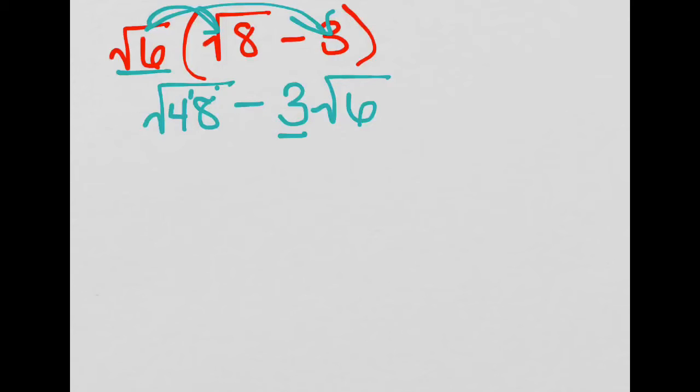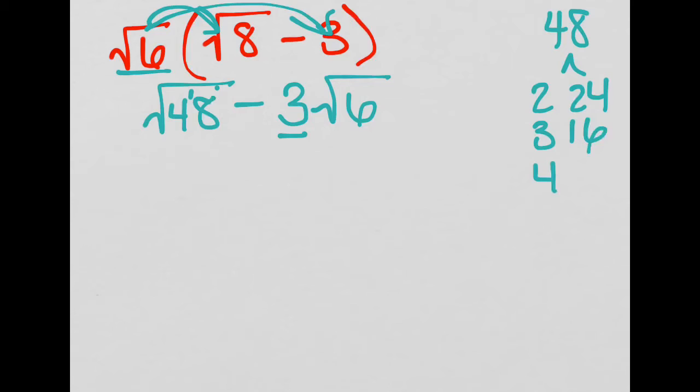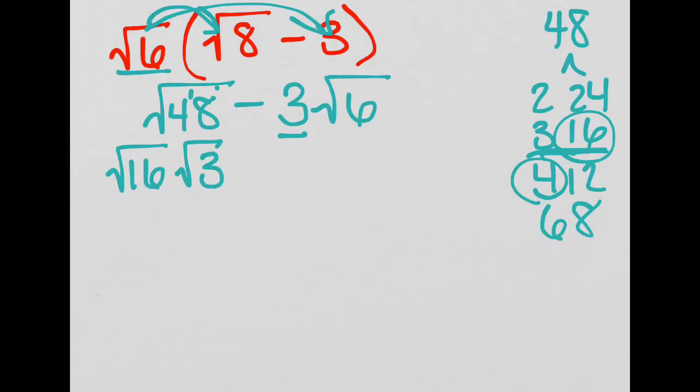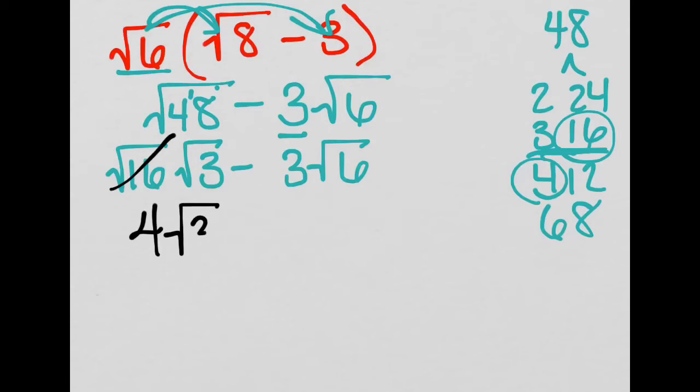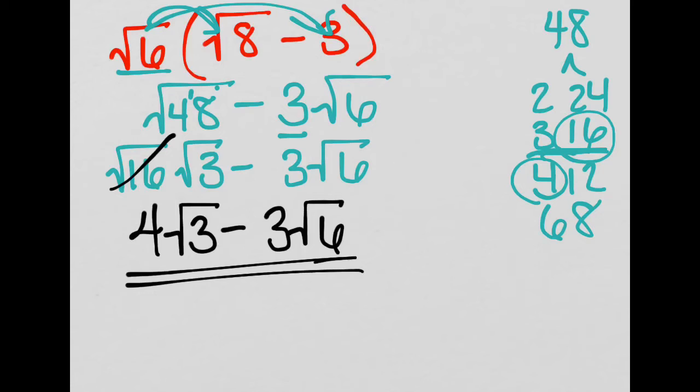Again, I cannot simplify the square root of 6, but I know that 48, I have 2 and 24, I have 3 and 16, I have 4 and 12, and 6 and 8. So I have 4 as a perfect square and 16, so I'm going to always use the bigger square root. So I have the square root of 16 times the square root of 3 minus 3 times the square root of 6. Let's go ahead and simplify what we can. The square root of 16 is 4. 4 times the square root of 3 minus 3 times the square root of 6. That is as simplified as it can get.